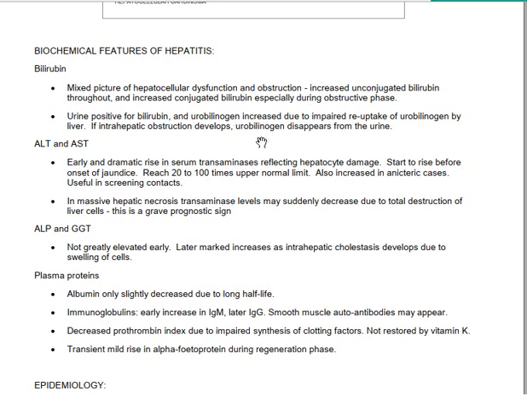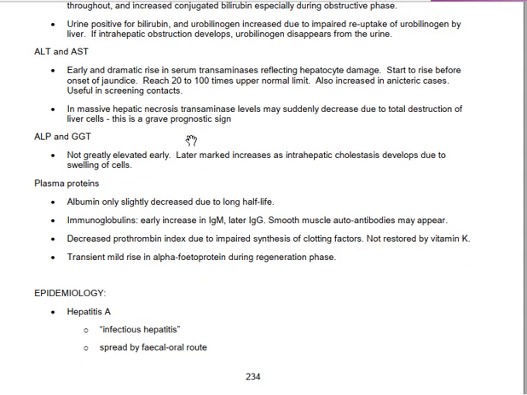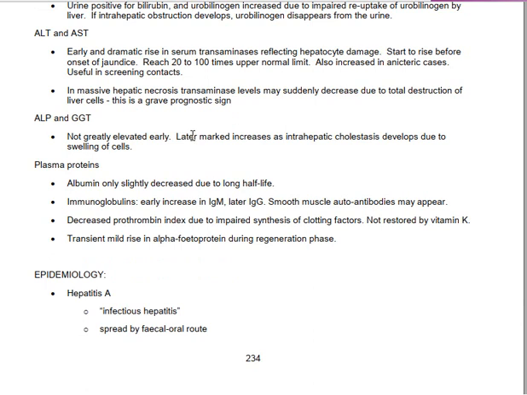you have a loss of the picture of the urobilinogen. Now, acute inflammation markers are going to be shown also, particularly ALAT and ASAT. You are going to have an early and dramatic rise in the serum transaminases, reflecting the hepatocyte damage. Is it clear? It can reach 20 to 100 times the upper limit. Now, in massive hepatic necrosis, the transaminases may decrease due to total destruction of the liver cells. So when you have a very low level of transaminase, it's very bad because it is a very poor prognostic factor.